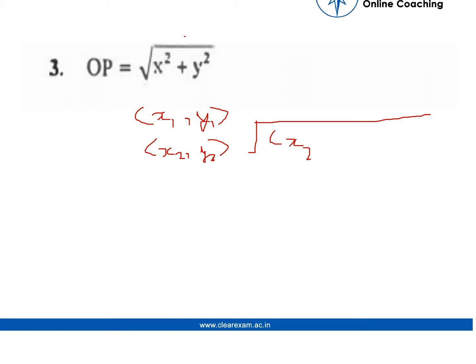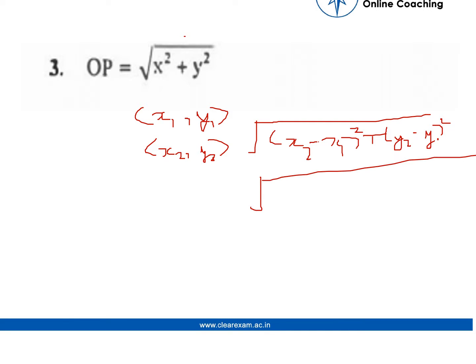(x2 minus x1) whole square plus (y2 minus y1) whole square. Now we need to substitute the values.